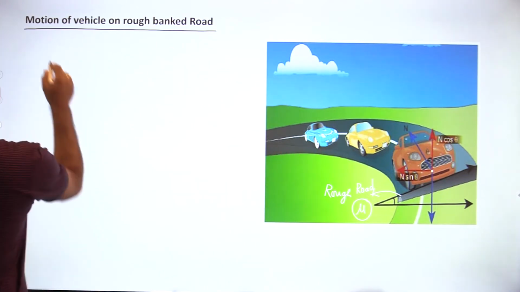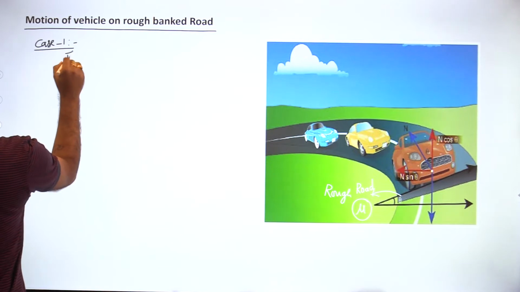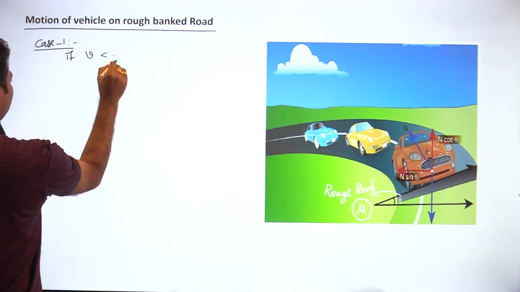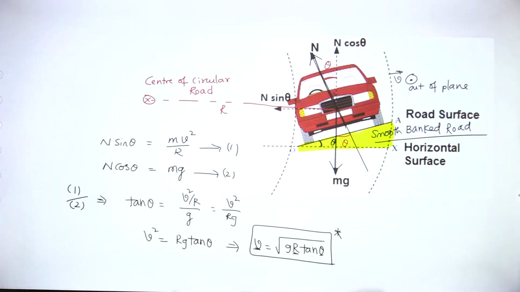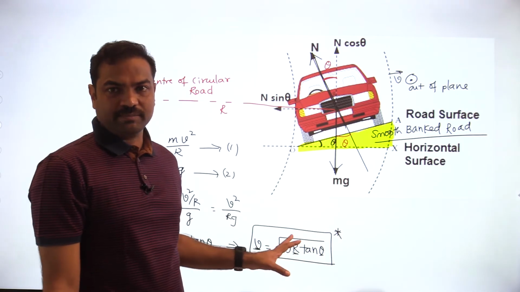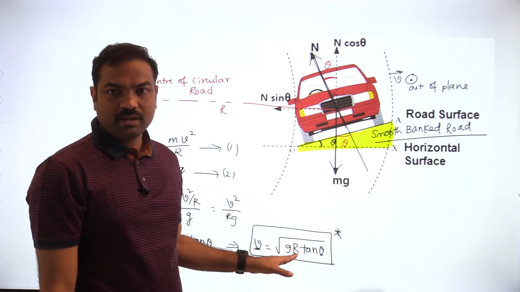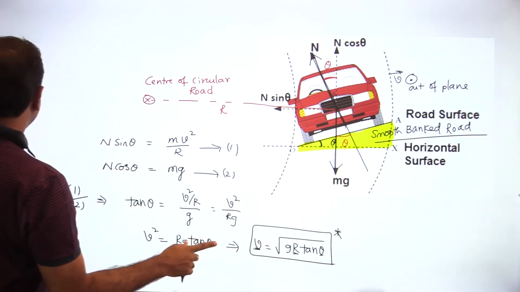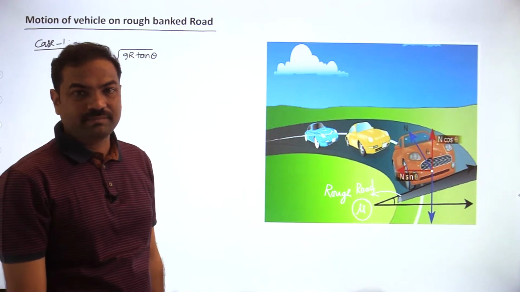So I will take the first case, case 1 I am writing. What is case 1? Suppose the velocity of the car is less than root gr tan theta. Actually, velocity and radius are somewhat related. Am I right or not? According to the velocity, you have to maintain a particular radius. Now the car is maintaining a velocity less than root rg tan theta.